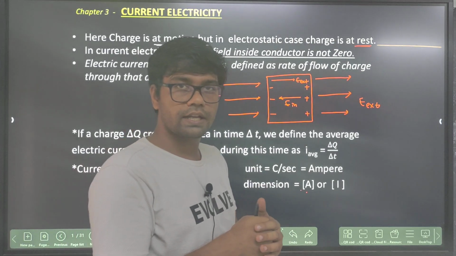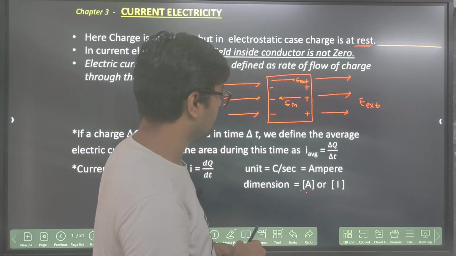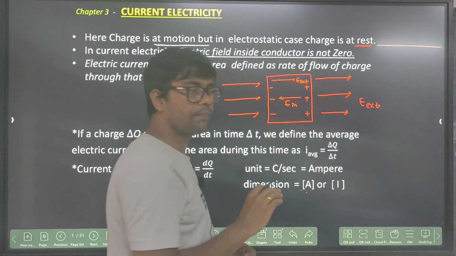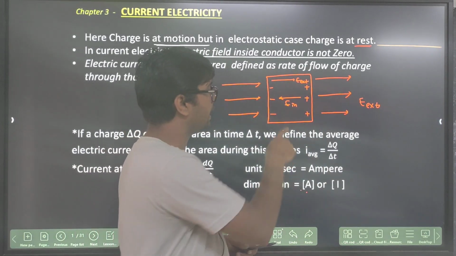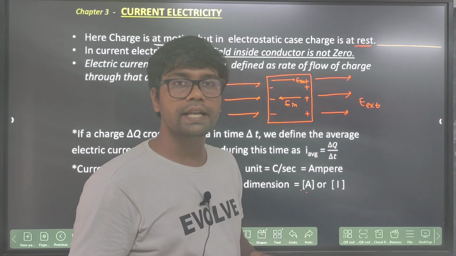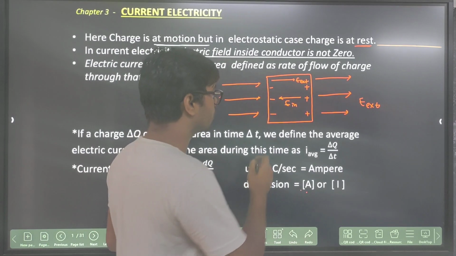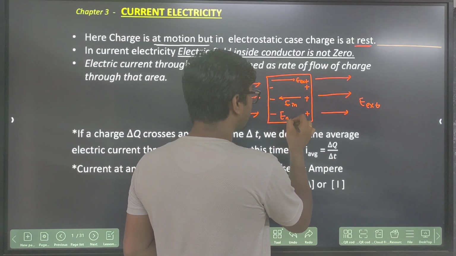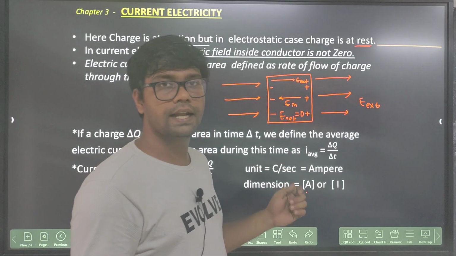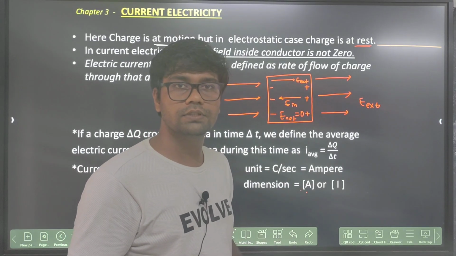Whenever this electrostatic condition comes, the external electric field magnitude will be the same as the induced electric field magnitude but in the opposite direction. So if you see, the net electric field inside the conductor will be 0.